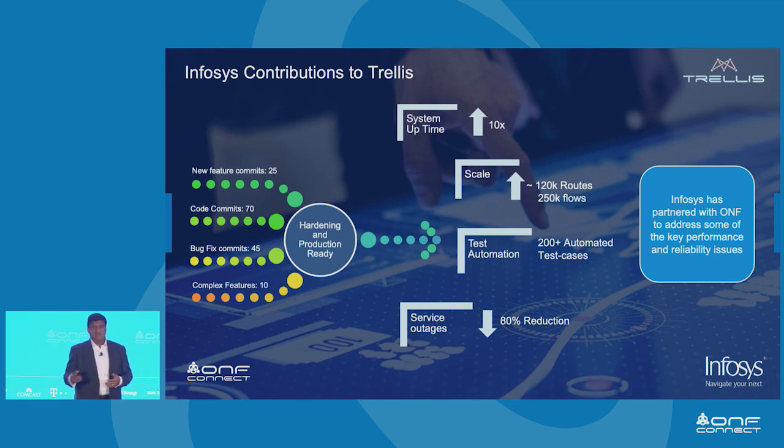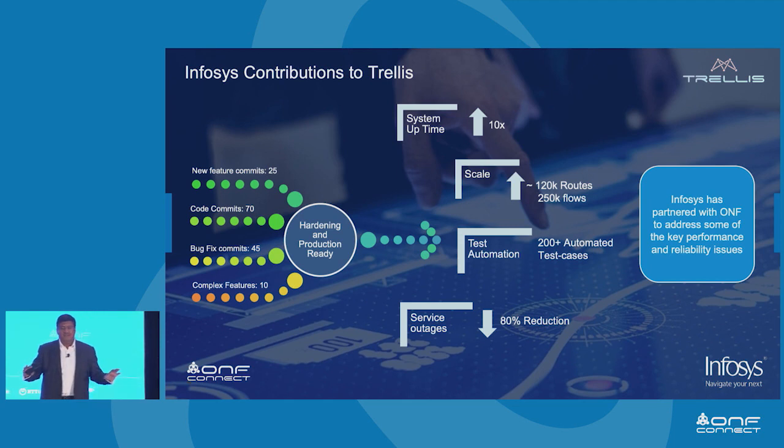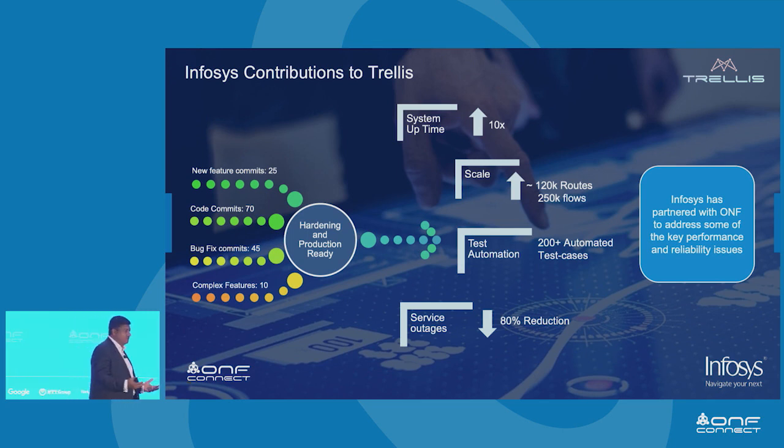But then ultimately it's the results that speak. And I would have taken a lot of time and pride talking about these, but I think Elad has already done the job by showing that picture, right? The virtualization brings a 10x scalability, getting the in-system uptime. Saurav talked about the 120,000 routes that we are able to scale to with over 250,000 flows that Trellis can handle.